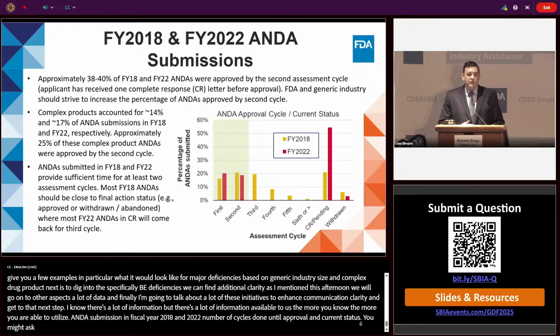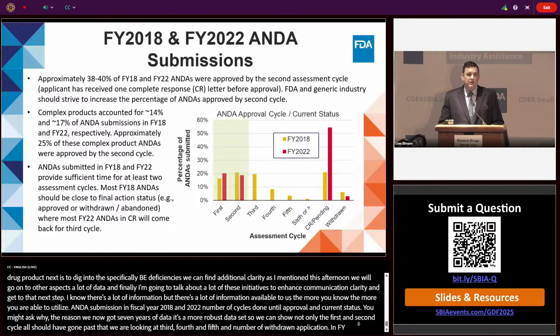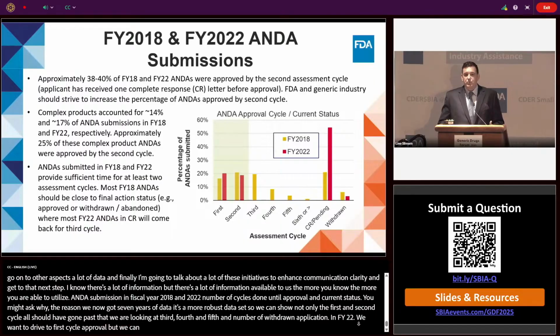We're going to look at third, fourth, fifth cycles, as well as the number of applications that are withdrawn. Then at FY22, we should have all those applications that have at least gone through the second cycle, so we can really look at the first and second cycle approval rates and better understand that. What we want to drive to, obviously, is first cycle approval, but we can see a lot of diversity within the generic industry and areas where we can improve communication.